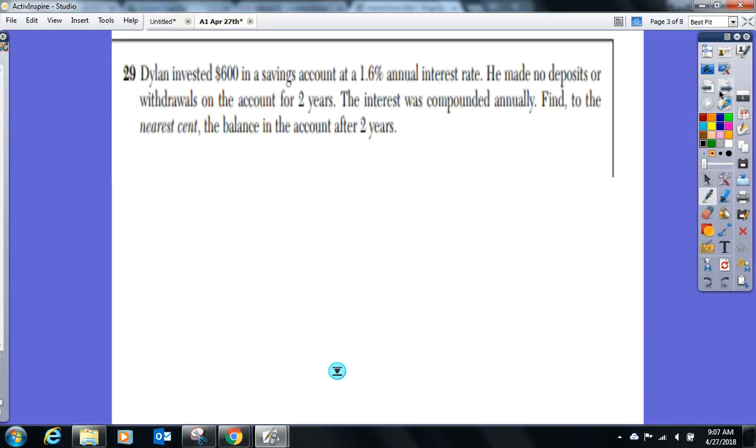This kind of runs into yesterday's question that we did together. All right, invest in a savings account, 1.6 rate, no deposits, 2 years. What's the value of the account in 2 years? All right, I'll give you the formula. You're going to help me fill it out.